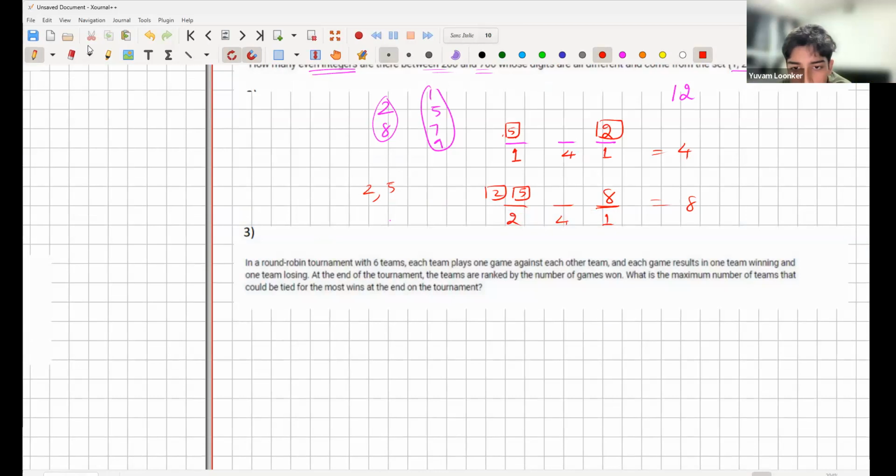Sir, I didn't do this question. No, forget doing this question. I'm just asking you a simple question. There are 6 teams, round robin. How many games will there be in the tournament? Forget about the rest of the question.